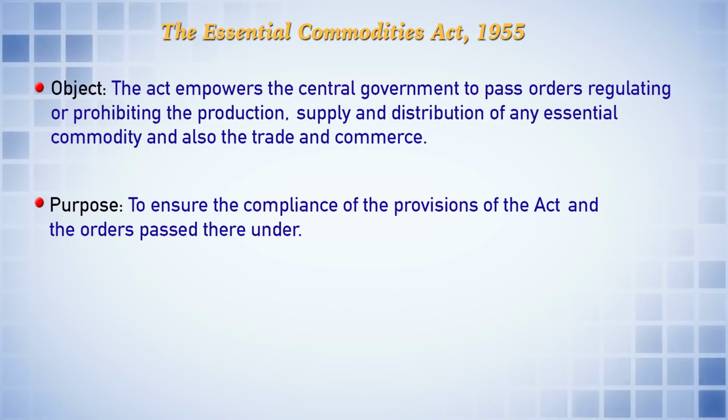The purpose of the act is to ensure compliance with the provisions of the act and the orders passed thereunder, because this legislation is social welfare legislation. The primary job is to ensure regular supply and distribution. What are the essential commodities? It may be rice, paddy, even onion or tomatoes, pulses, cereals, all those which are very essential for the survival of human beings. Even oil, kerosene, all those things are covered under this. Sugar also is an essential commodity.